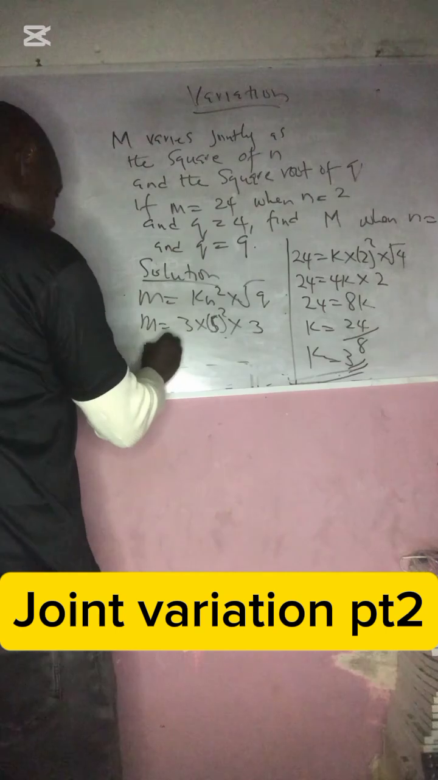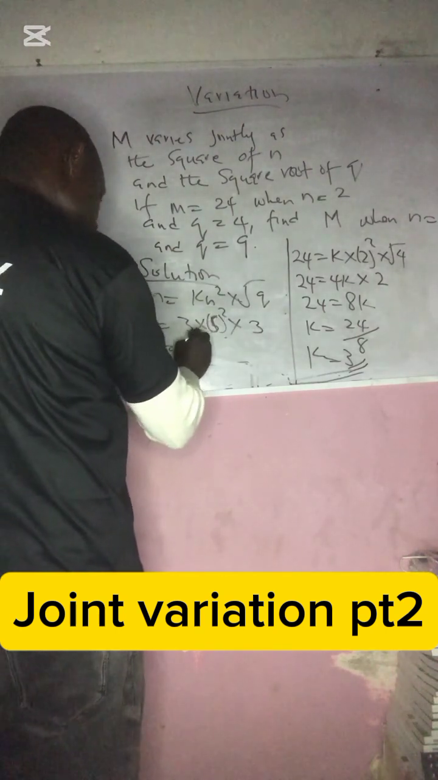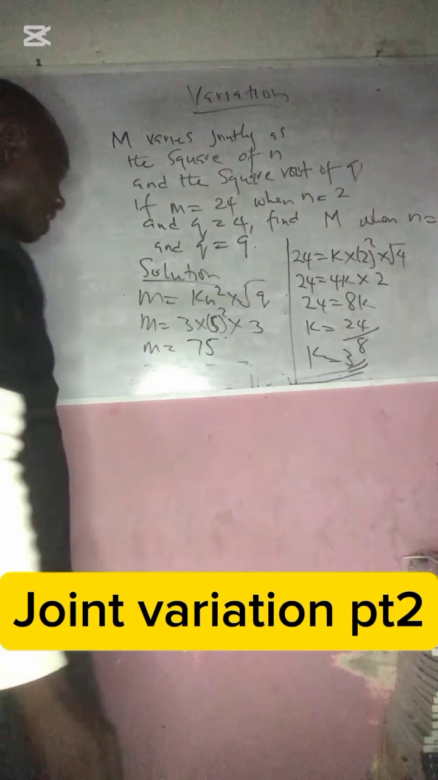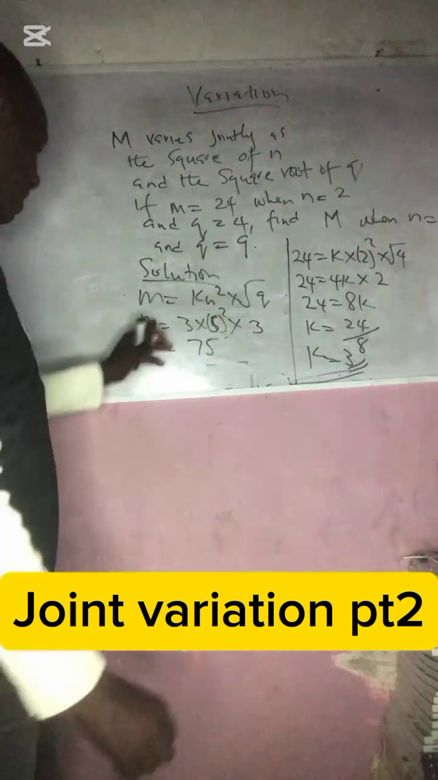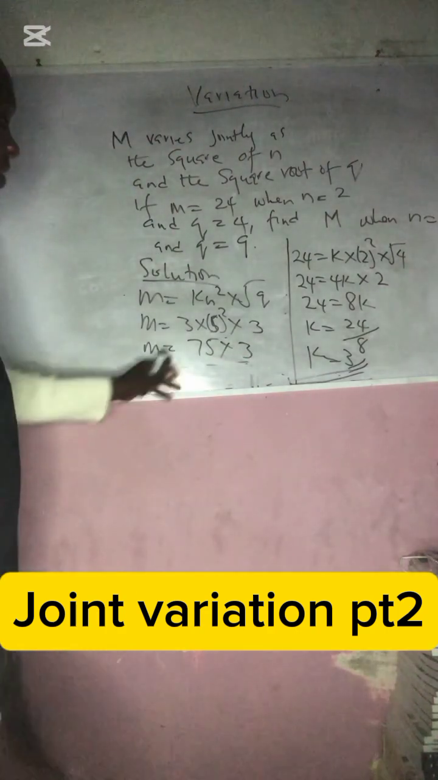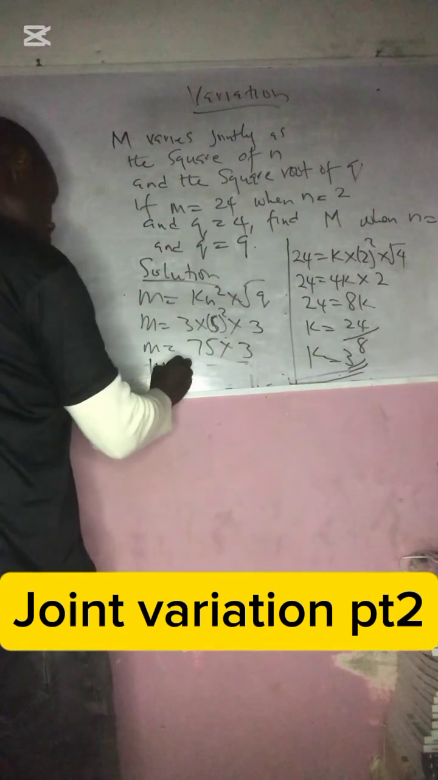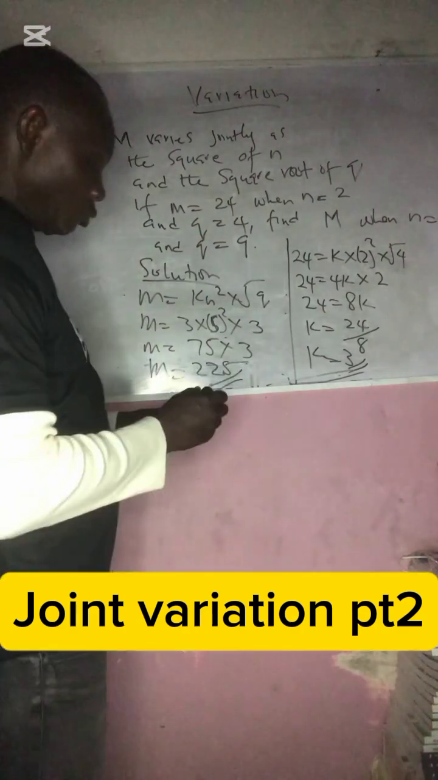So my m will be equal to 5 times 5 is 25. This will be 3 times 25 is 75, times 3. 75 times 3. Therefore, my m will be equal to 225. This becomes my value of m.